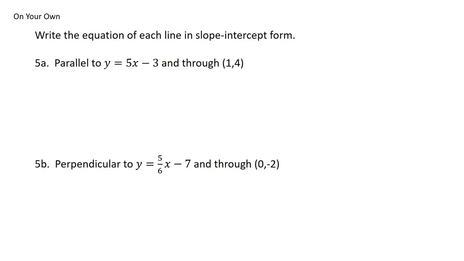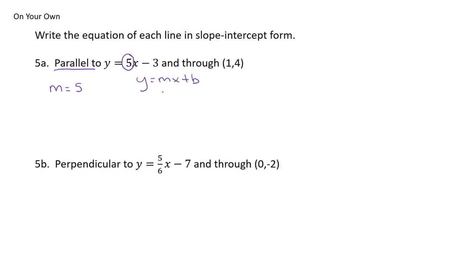Okay, so here we go. It says write the equation of a line in slope-intercept form parallel to y equals 5x minus 3 and through (1, 4). So let's go ahead and do it. First of all, it's parallel, so our slope is going to be the same. So we already know m equals 5, and all we have to do is solve for b. Let's remember y equals mx plus b, that's the slope-intercept form, and we need to solve for b.